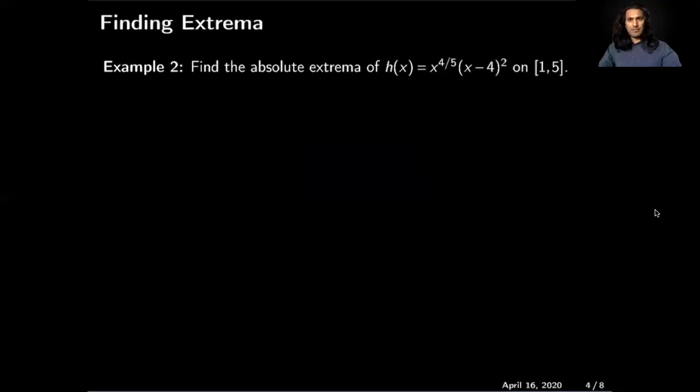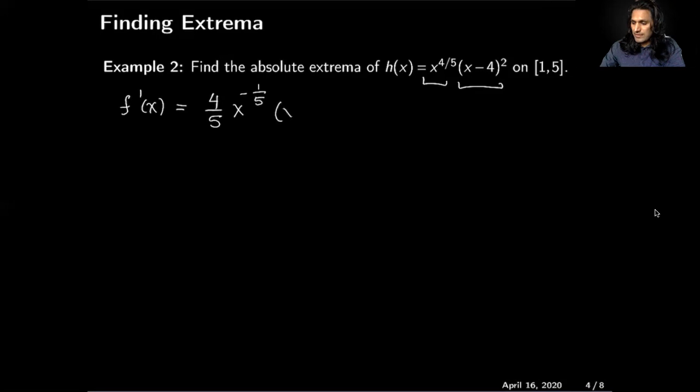Here I have another problem where it will be a bit more challenging to find the critical value of this function. So let's begin by taking the derivative, f prime of x. Since this is the product of two functions, I will use the product rule to calculate the derivative of this function. The derivative of the first function is 4/5 x to the power 4/5 minus 1, which is a negative 1/5.